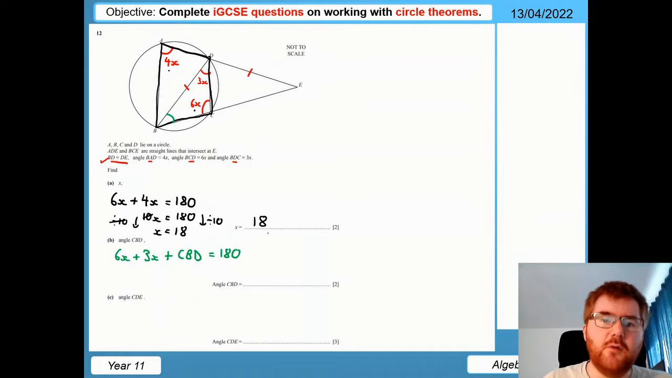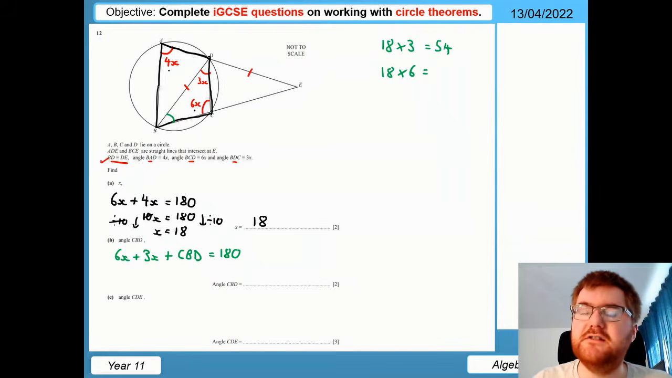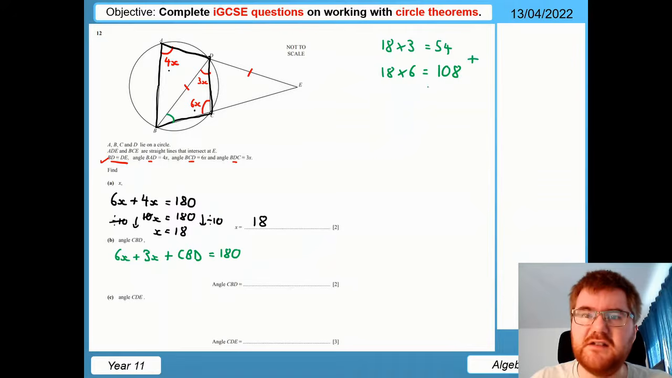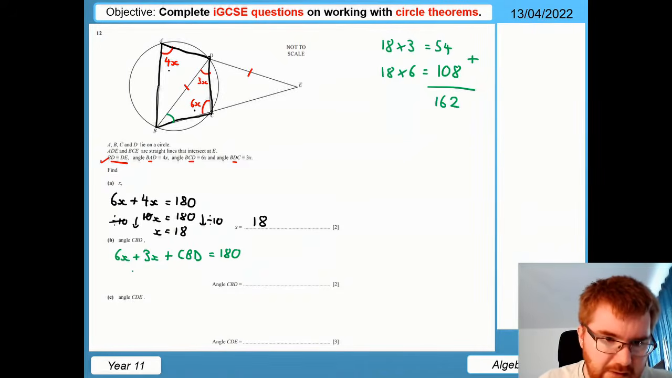At this point, I know what x is, so I can substitute this in. So we just need to work out what 18 times 3 is, which is 54. 18 times 6. Again, you can use your calculator to do this as well. So that's going to be equal to 108. Okay, so if we add those together, let's just save a bit of time here. So that gives us 162. So we get 162, that's these two things together, plus CBD.